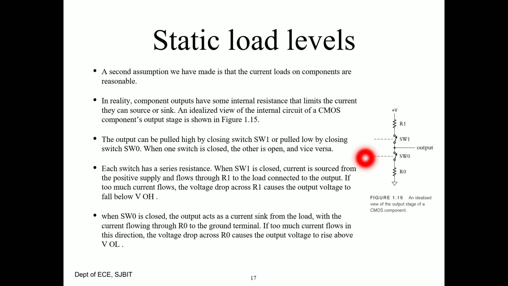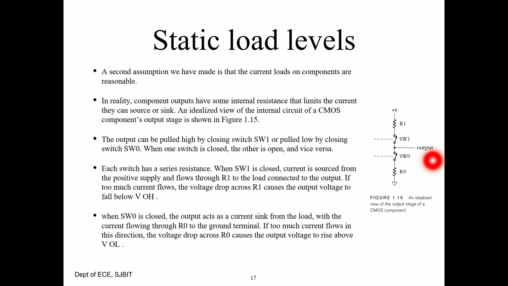We have switch 1 and switch 0. These have internal resistances R1 and R0. The output can be pulled high when switch 1 is on, and it can be pulled low when switch 0 is closed or on. So one of the switches is closed and the other will be open. So this is the scenario. Whenever switch 1 is closed, the current is sourced from the positive power supply to the output through a certain load, that is resistance R1.